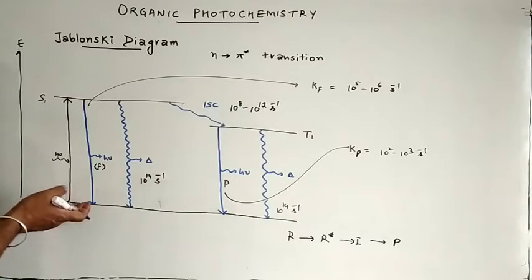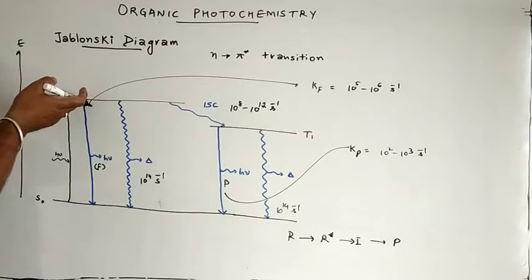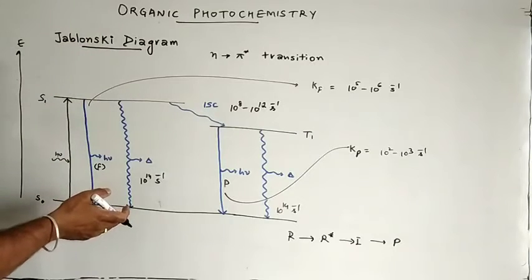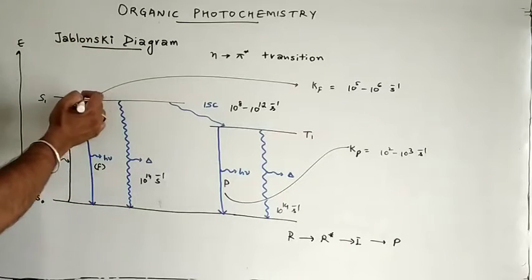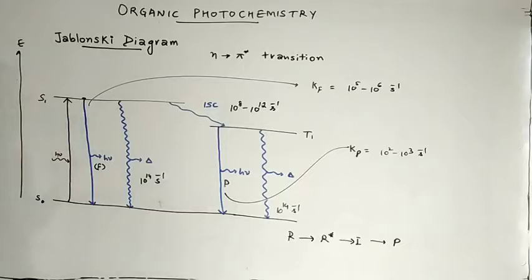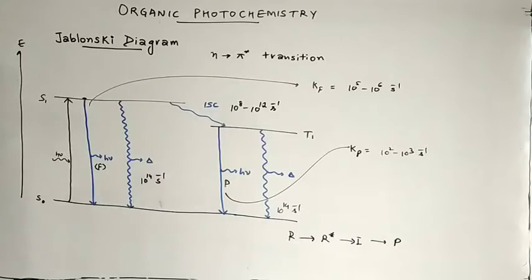Suppose R is here, we radiate, it goes to the singlet state. It may come back the same way, or when it has reached here, its energy is more. What it can do: electron transfer, atom transfer, some bond breaking, some bond making, and ultimately it changes to I, the intermediate. The intermediate is a highly unstable species that immediately changes into product.